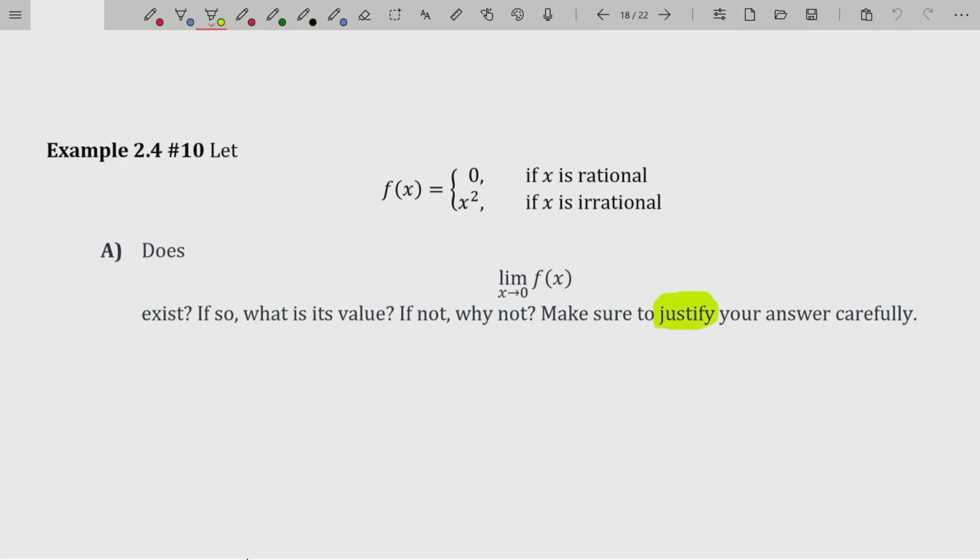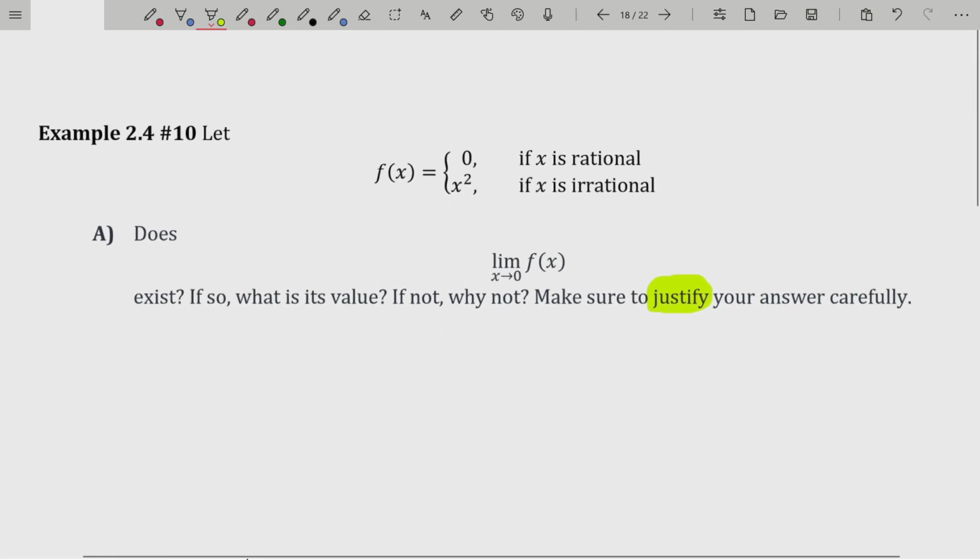Now, that word justify is a little bit of a sticky word, because justify is not as strong as proof. So if I said prove your answer, then you probably want to go to the limit definition that we've just gone through. However, it's not actually necessary here. So you might think, well, why do you even have it in this section? Because I want you to think. Stop asking that question. All right.